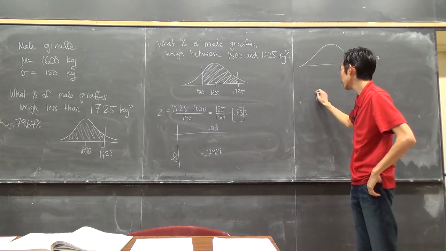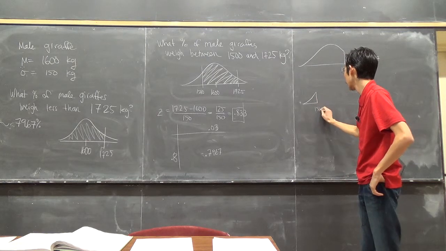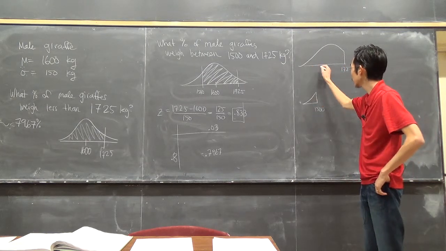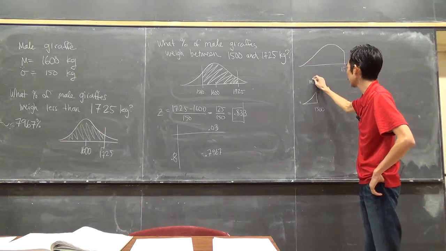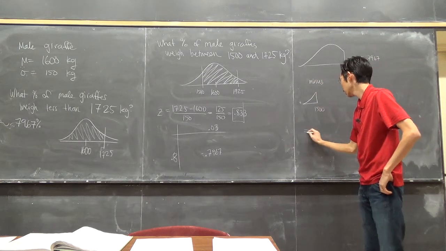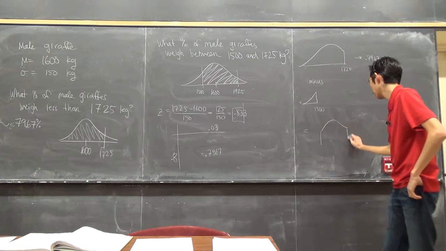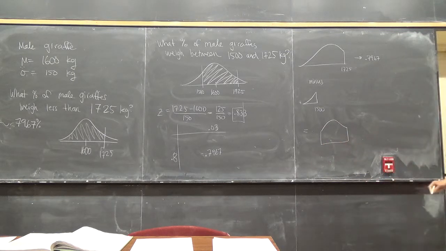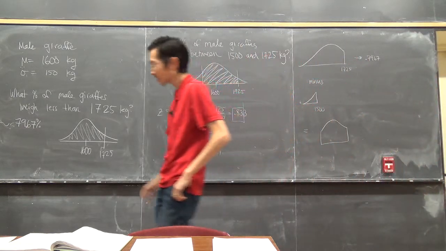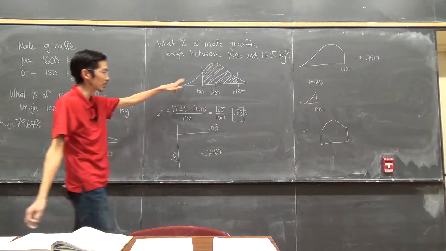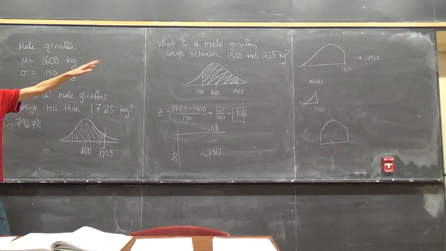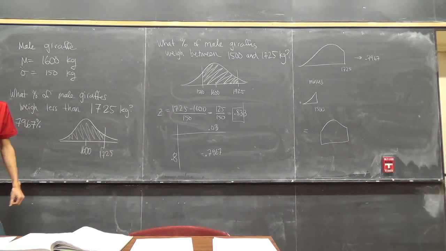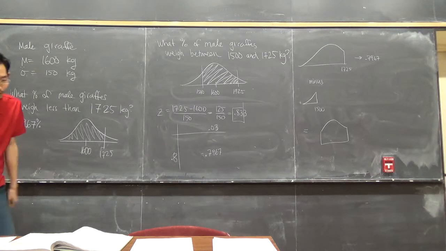And then I'm going to find the area to the left of 1,500. Okay, so this we have not done. And I'm going to do this area minus this area will give me the area in between. Is that satisfactory to everybody? Okay, so now it's just a matter of finding the area to the left of 1,500 and subtracting that from the area to the left of 1,725. Okay, so go, go, go.